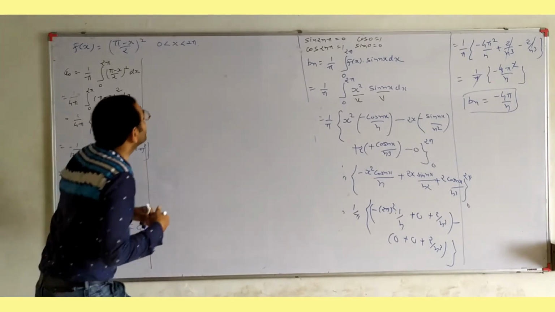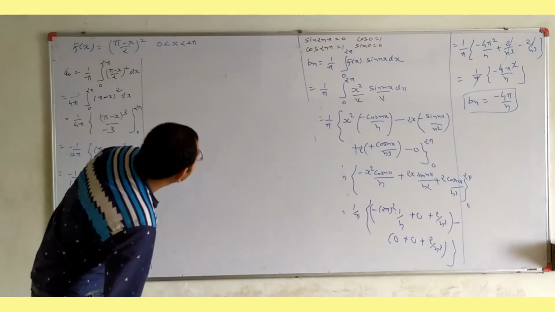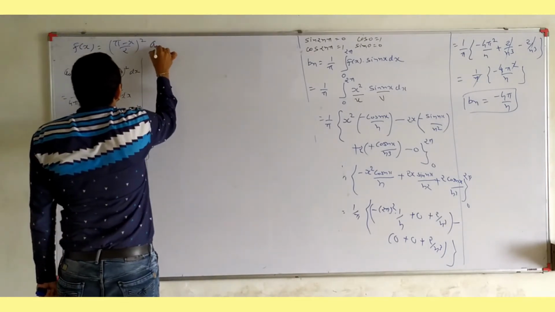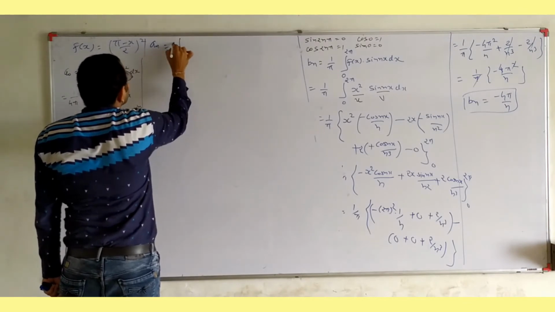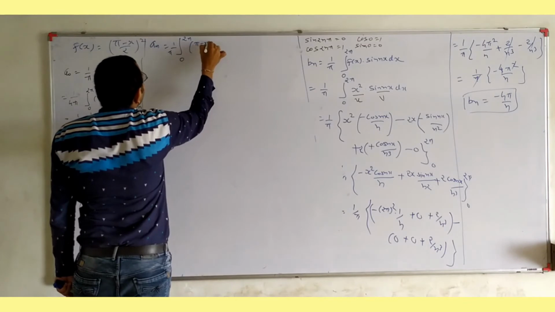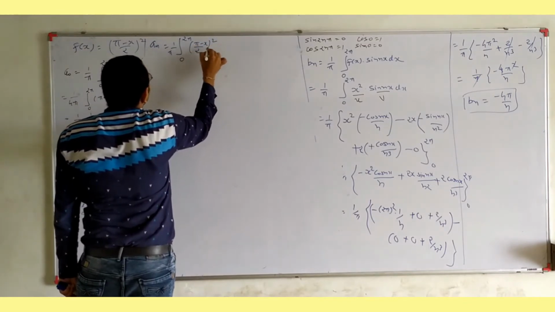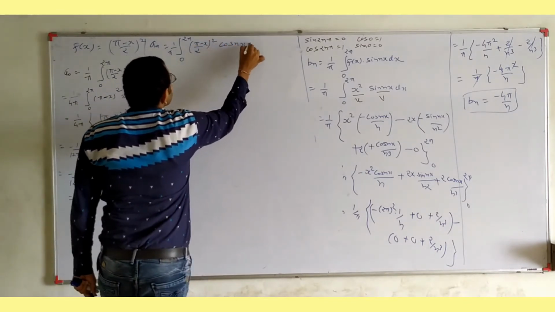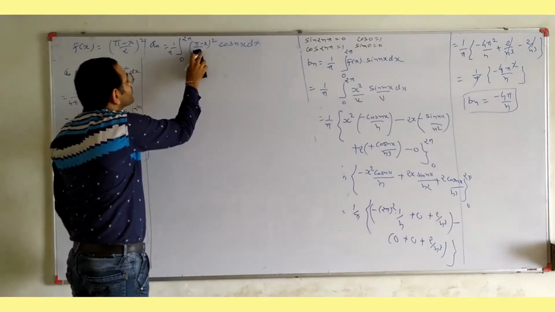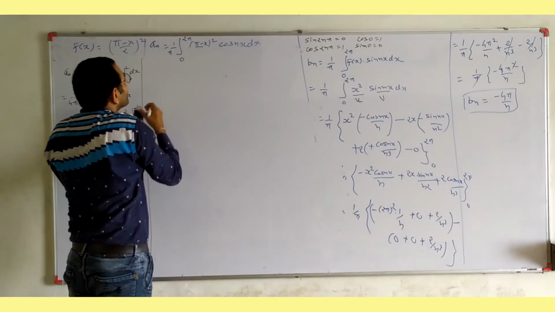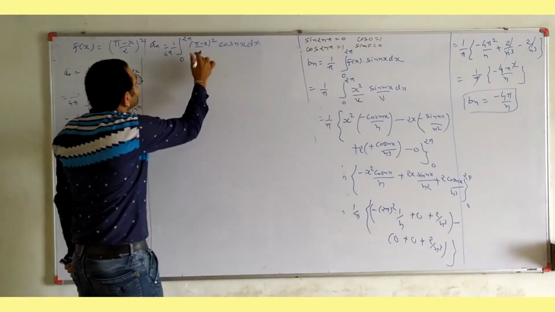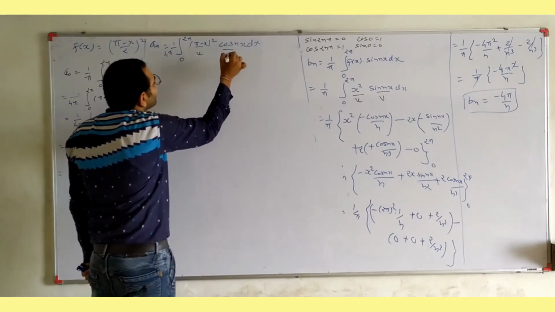Now the next one is an. An equals 1 upon pi integral 0 to 2 pi, (pi minus x) square by 2 into cos nx dx. Then we can say that 2 square is 4, and 4 is constant outside the brackets. Then (pi minus x) whole square is our u and cos nx is our v.